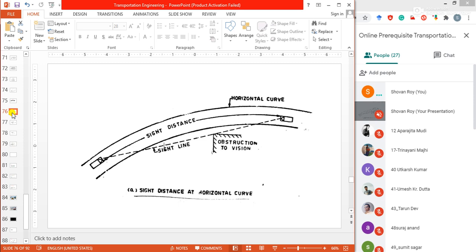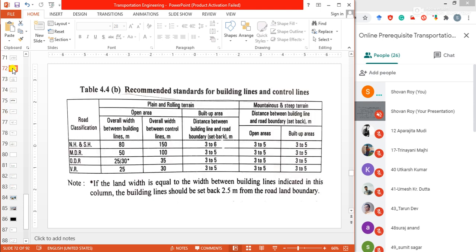Number 2 is overtaking sight distance. What is overtaking sight distance? A driver traveling at the design speed should be able to safely overtake slower vehicles at reasonable intervals without causing obstruction or hazard to traffic of the opposite direction. Okay, these things.